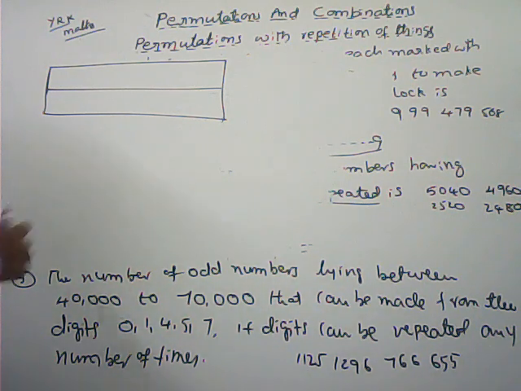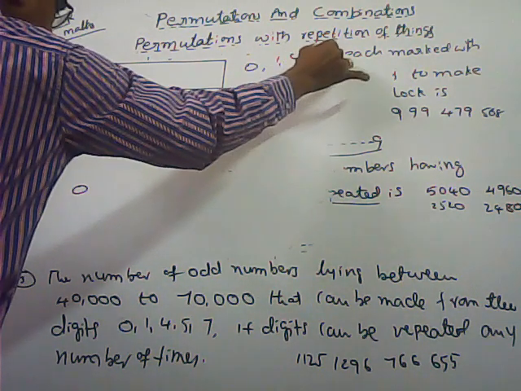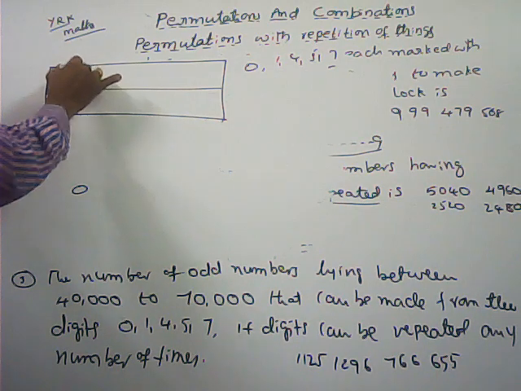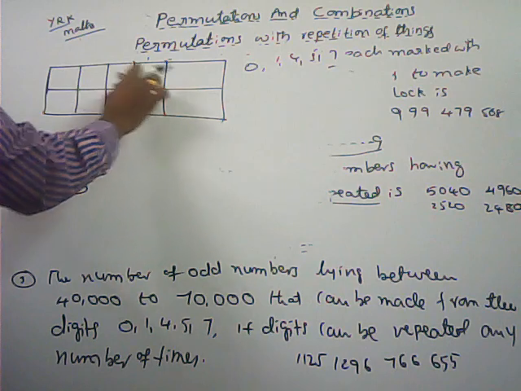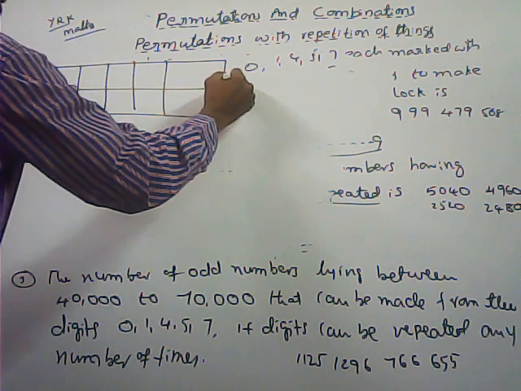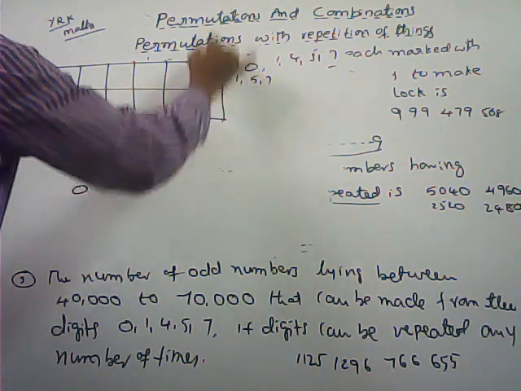Now here by using the digits 0, 1, 4, 5, 7. So 5-digit numbers we want: 1, 2, 3, 4, 5 places. Odd numbers we want. Odd numbers means here we can keep any one of either 1 or 5 or 7 in the last place.